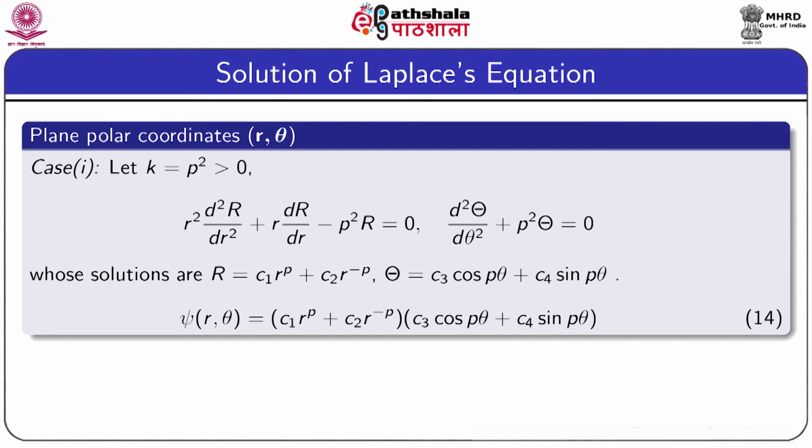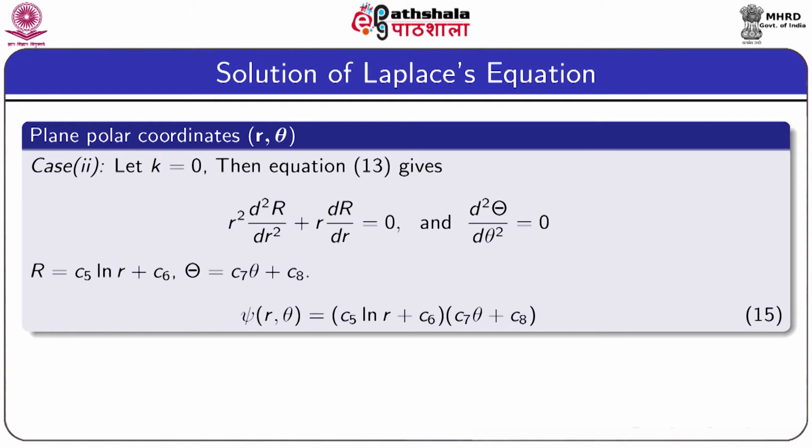So, the solution psi becomes C1 r to the power p plus C2 r to the power minus p into C3 cos p theta plus C4 sin p theta. So, in case 1 we have taken k as a positive constant. Now, for the second case we are assuming k as 0.